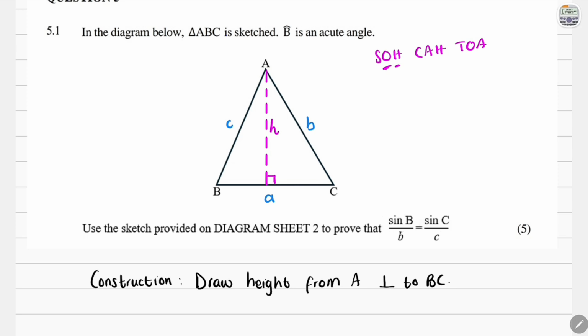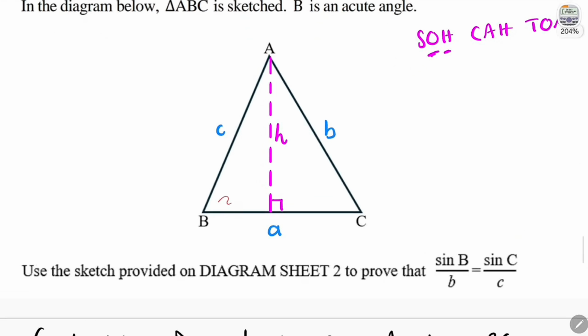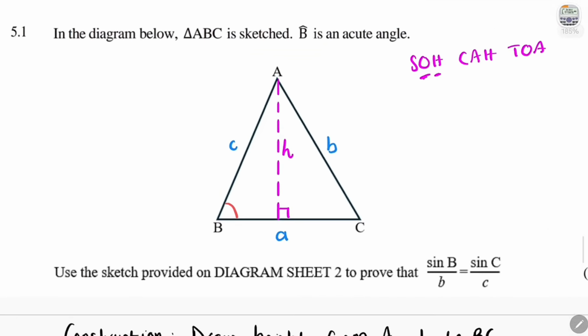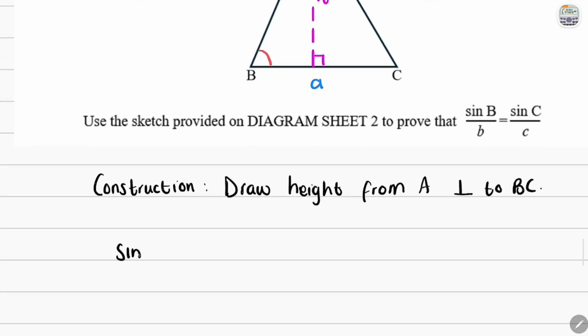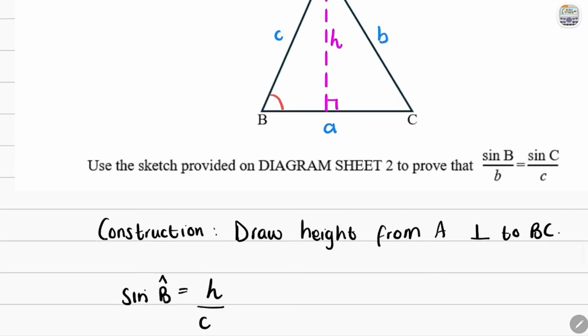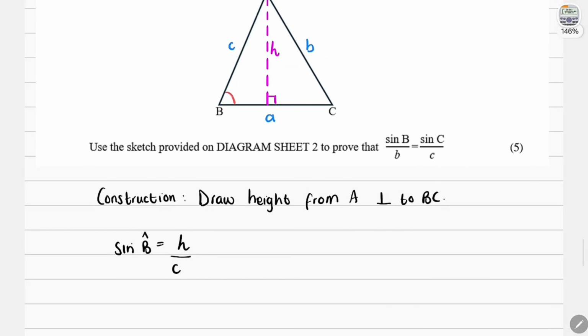Now to prove this theorem, remember we have sine angle B and angle C. So how do we form sine of angle B if angle B is over here? Sine is opposite over hypotenuse. Because we need a hypotenuse, we need a right angle triangle, so we're clearly going to use this triangle that we have formed over here. Opposite over hypotenuse would be this height over the hypotenuse C. So we know that sine angle B equals H over that value C.